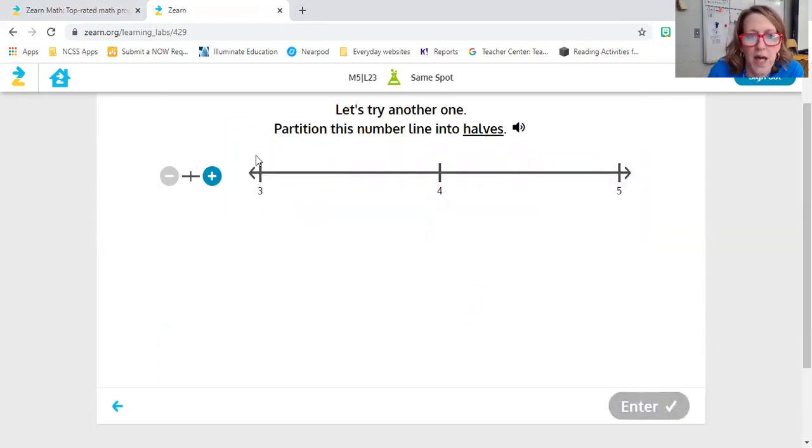Let's partition this number line into halves. So remember, halves is how many? So from 3 to 4, you need to have 2. So here we go, 1, 2, and we do have 2 from 3 to 4, and we have 2 from 4 to 5.